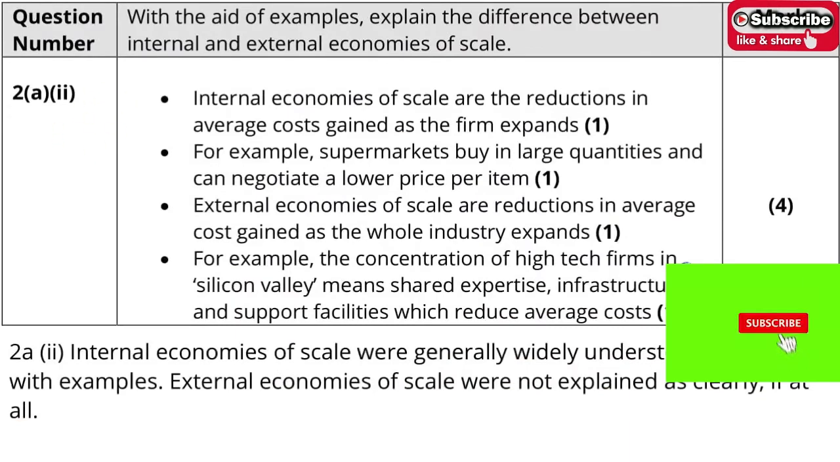So let's take a look at part 2. For part 2, we have to explain the differences between internal and external economies of scale. In the exam report, it talks about the internal one, which I'll explain with examples. Say for example, the internal one is gained as the firm expands. For example, you can have this one, which is called purchasing economies of scale.